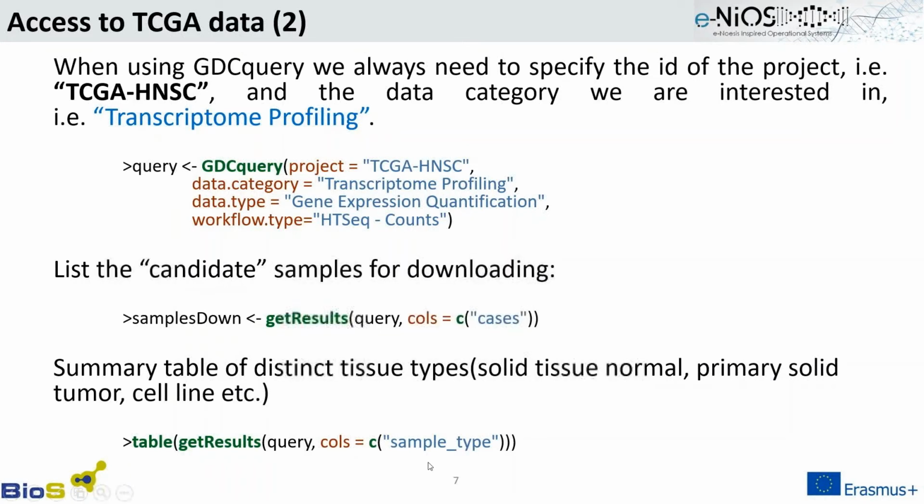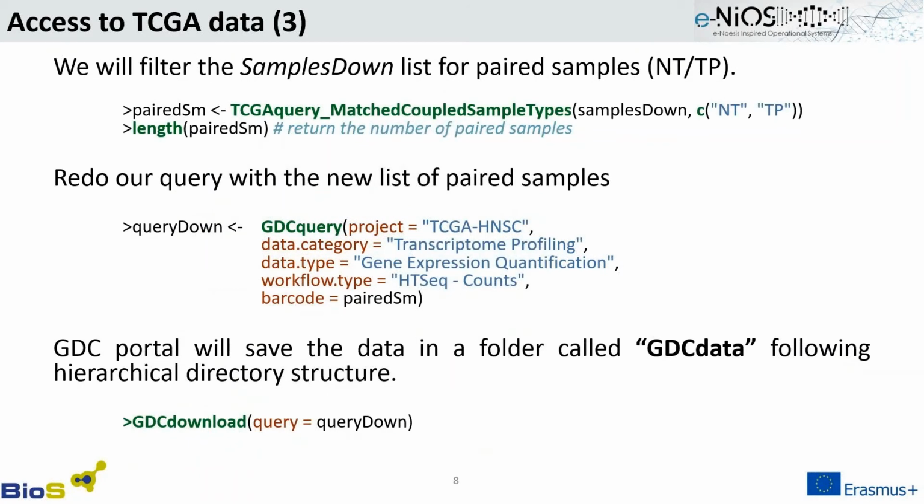All the requested data, as they are described in the query data frame, can then be downloaded and saved in a folder with the GDCdownload function. The name of the folder, GDCdata, is system defined and it's created under your working directory following a hierarchical file structure. It's very important to note that your working directory must include the GDCdata folder. You can check this in the lower right-hand window of the RStudio interface, where your working directory is displayed.